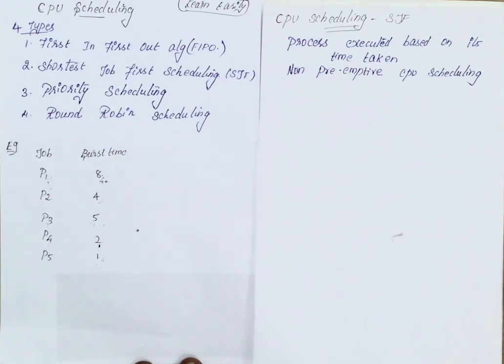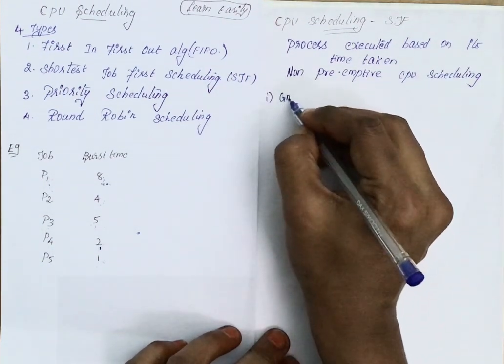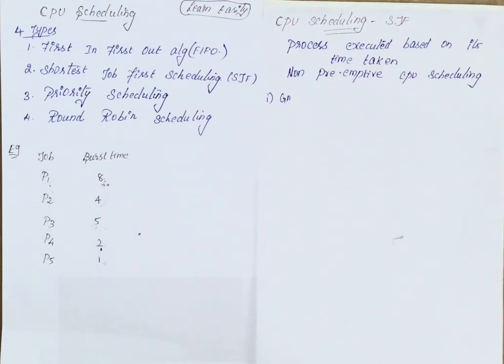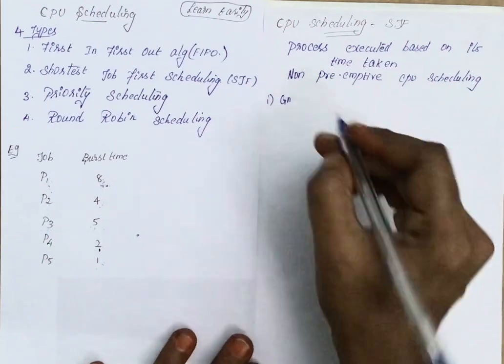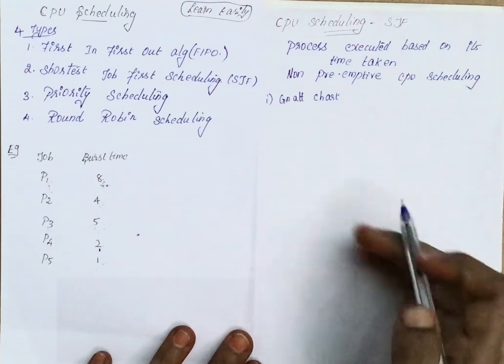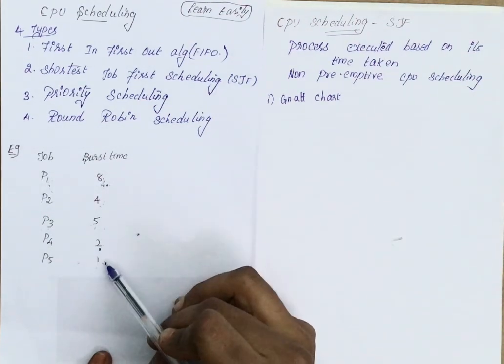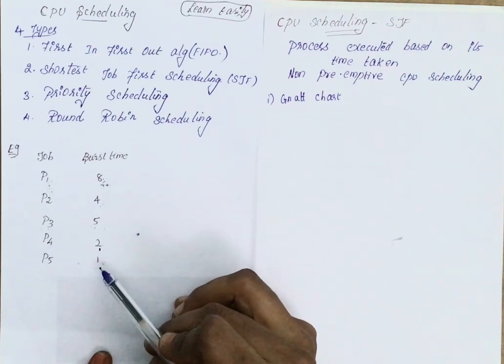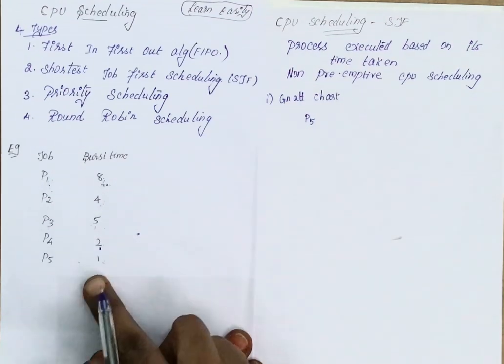Here we need to find 3 things. First one is our Gantt chart, in the sense we have to write the process in which order it is going for execution, and the waiting time and its completion time. So when analyzing P1, P2, P3, these 5 processes, P5 has the least time taken for its execution. So initially it starts with P5.